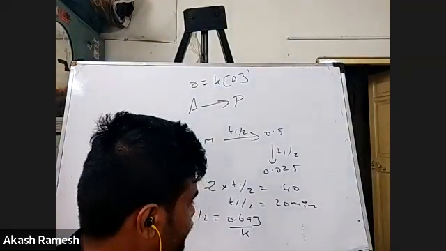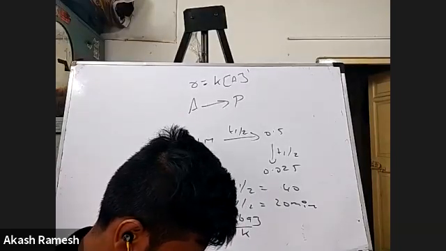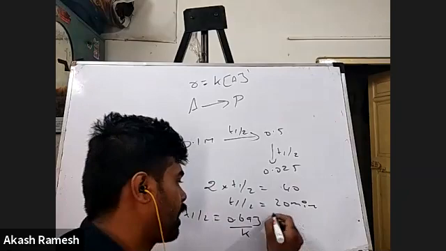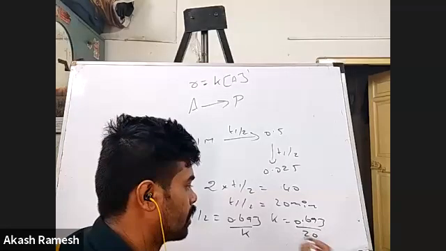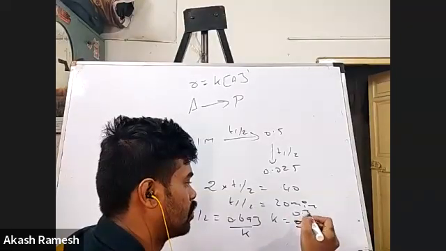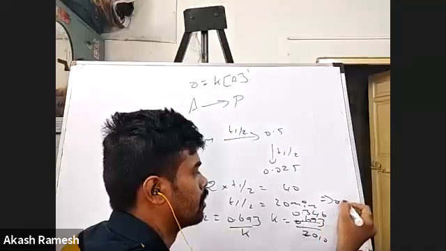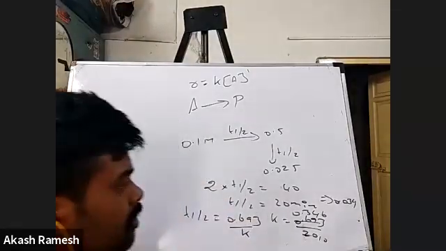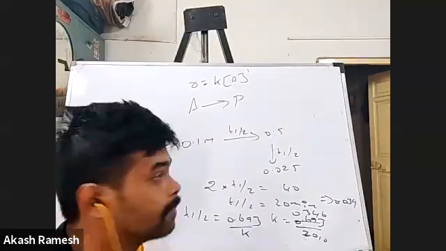Yes, answer. So from here I can say that the k value would be 0.693 divided by 20, right? t half is 20 minutes. So it will be 0.0346. So this would have been my k, 0.034, and we substitute it there.